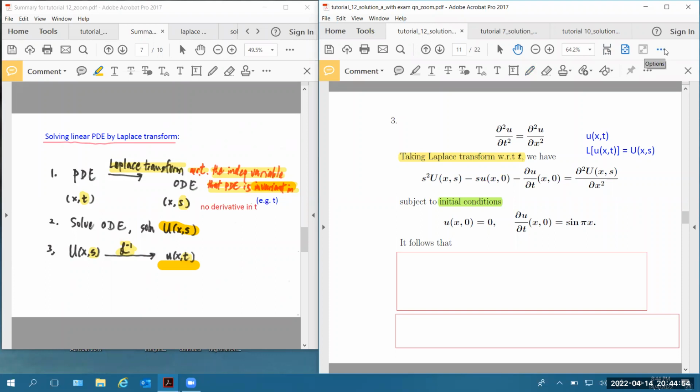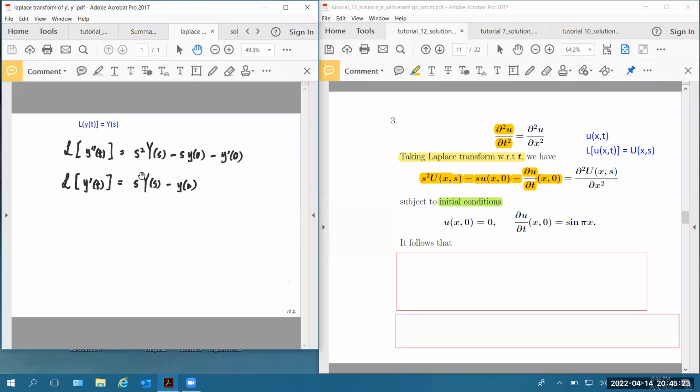Let me bring my highlighter. First of all, you have this term, and you want to Laplace transform it. The Laplace transform of this one will give me this term here. You may wonder how this comes about. It actually comes from our formula, and I have my formula here.